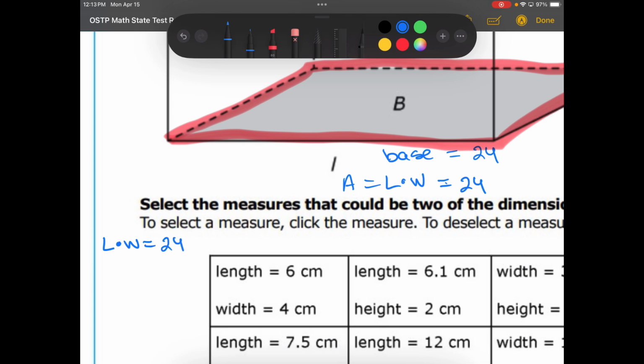Does it say that anywhere on here that length times width equals 24? Does it say it? No, it just says the base. But you have to know that base means length times width. We are dealing with volume. So volume is length times width times height.